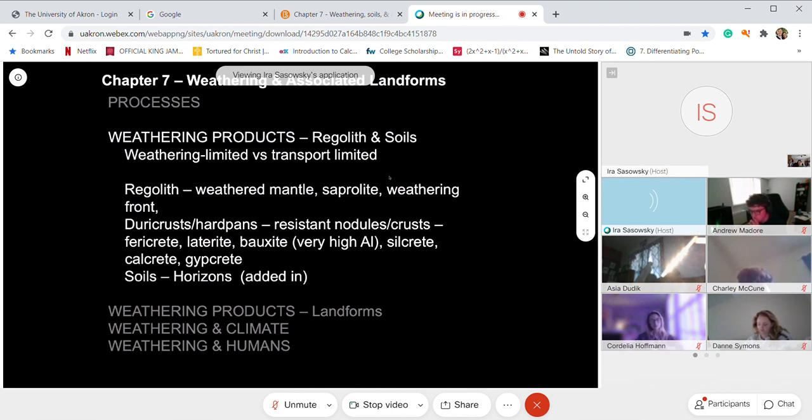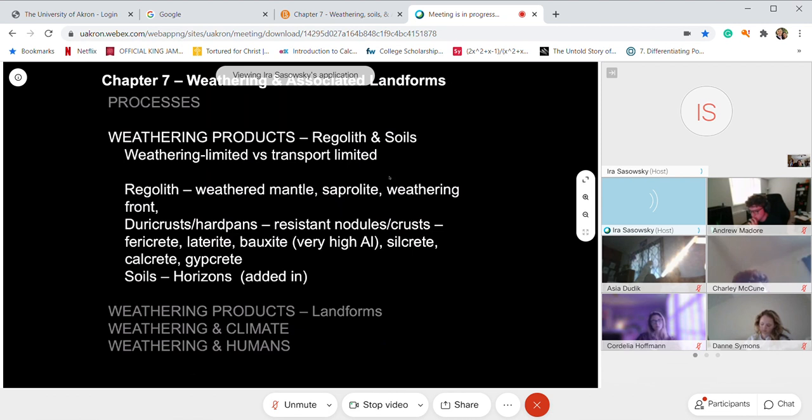Let's first introduce two terms. The first is regolith, or sometimes pronounced regolith. In the book, he describes this as the weathered mantle, which is all weathered material lying above the unaltered or fresh bedrock. And this is a pretty broad definition.